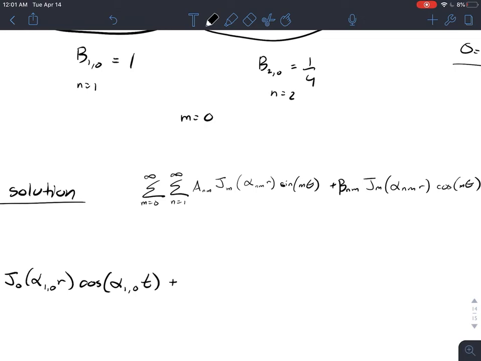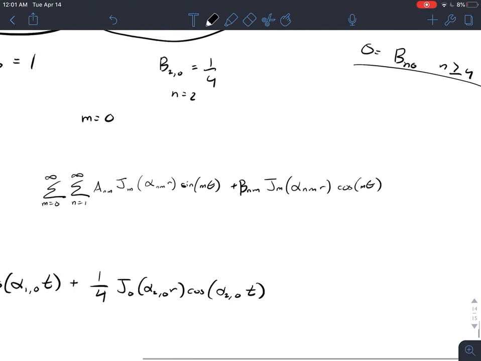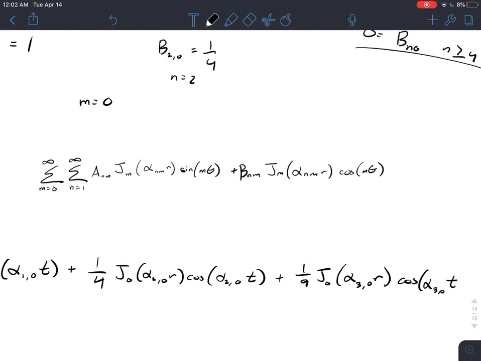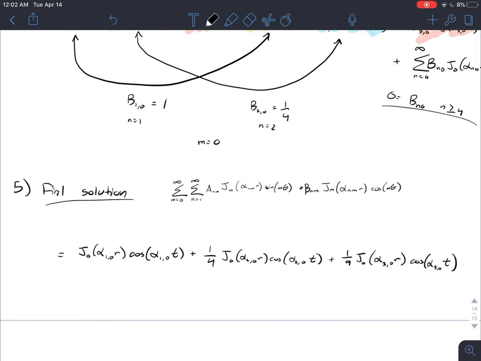cosine alpha 10t plus 1/4 j0 alpha 20r cosine alpha 20t, and then the last term, which is plus 1/9 j0 alpha 30r times cosine alpha 30t. And this is our final solution to the problem, v(r, theta, t).